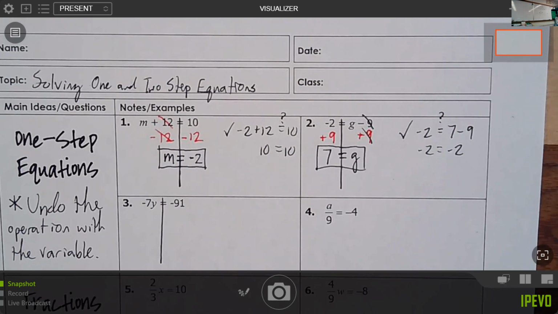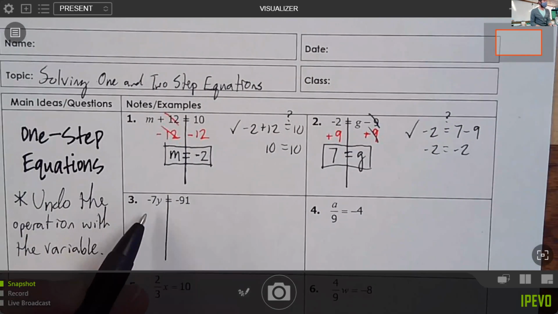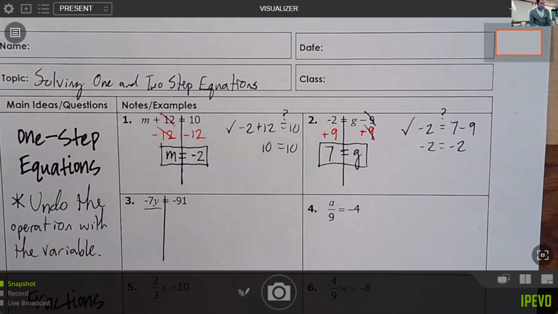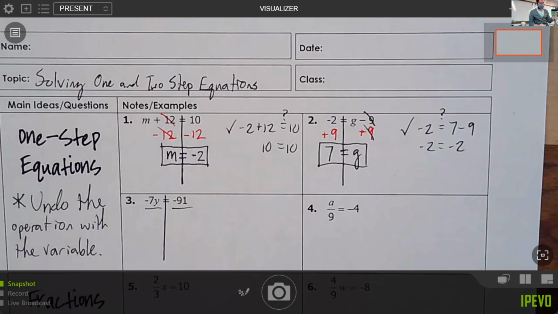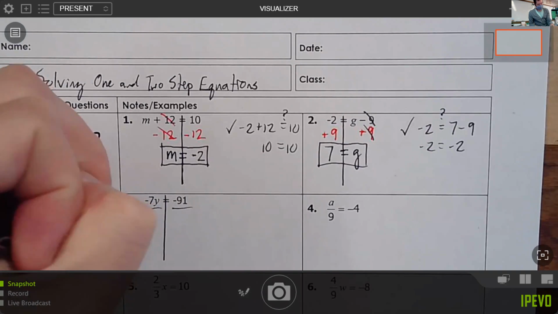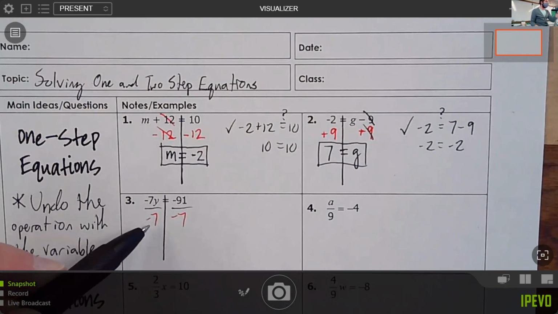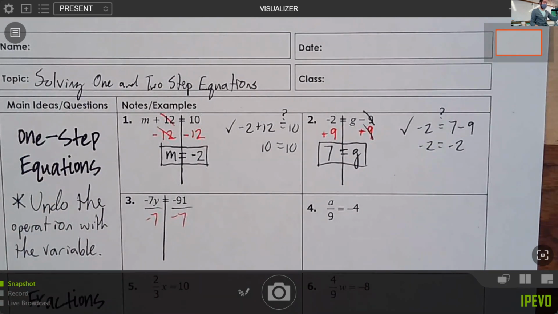So as we're working here from top to bottom, showing the division is going to be easier to show it using a fraction bar. So I'm going to say over here, because it's being multiplied by negative 7, we need to undo that multiplication. So we're going to do the opposite of that, which is to divide by negative 7. And negative 7 divided by negative 7 is positive 1. And 1 times y is just equal to y.